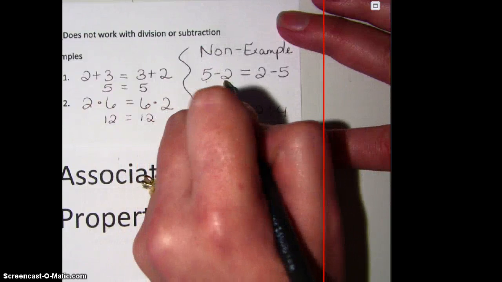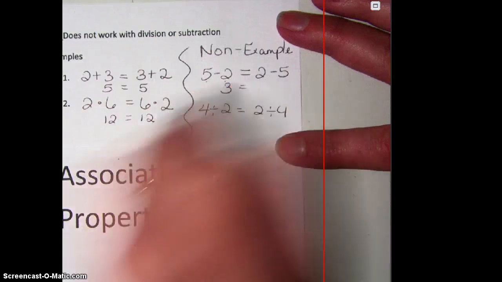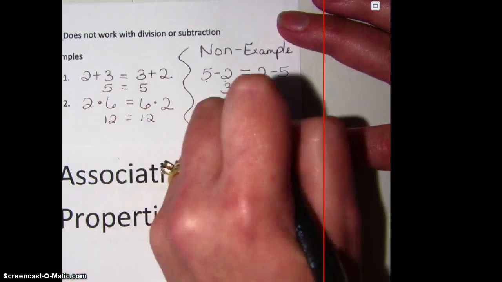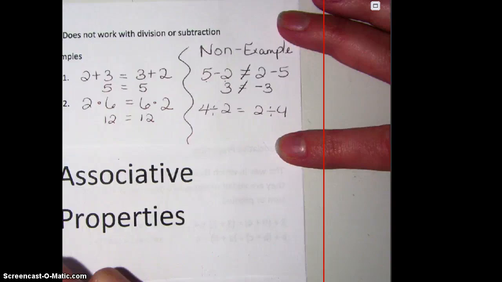5 minus 2 is 3. 2 minus 5 is negative 3. Oh, wait a second. Those aren't equivalent. They're not the same. That's why that property doesn't work for subtraction.